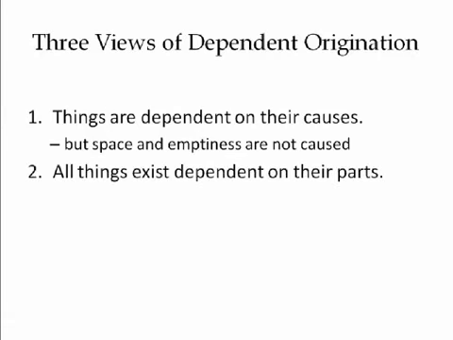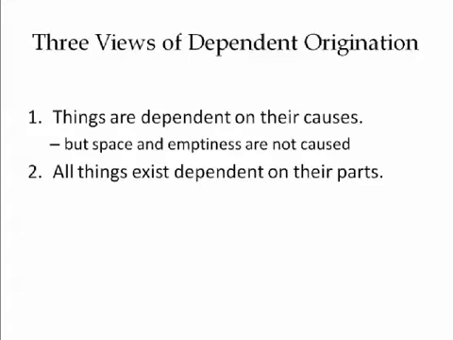So the next view is there to explain this. Even things like space have parts. We've got an east side and a west side of the space, or the right side and the left side of a space. So this other view of dependent origination is that all things exist dependent on their parts.